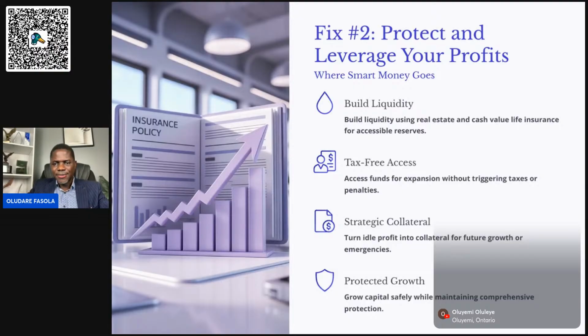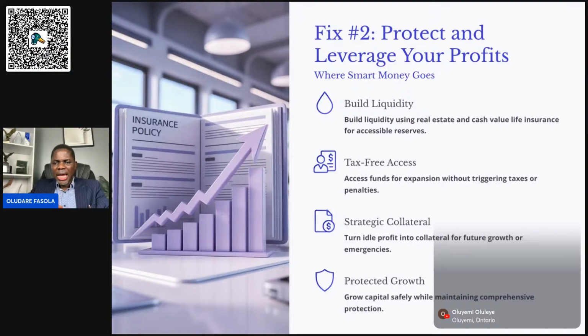Tax-free assets: access funds for expansion without triggering tax or penalty. So this is the power of cash value life insurance. Put your money in an investment vehicle, with strategies that are not going to trigger taxes. Make sure your money grows tax deferred. You can access your money tax free. It also passes to your generations tax free.